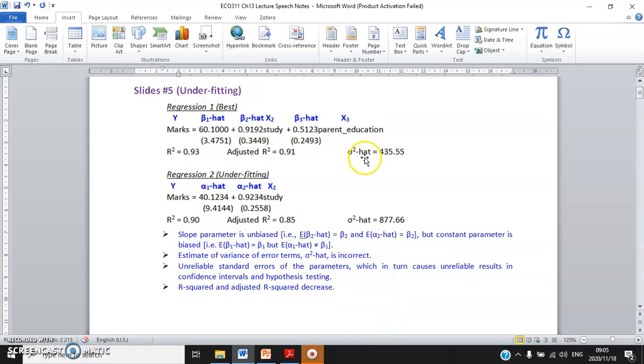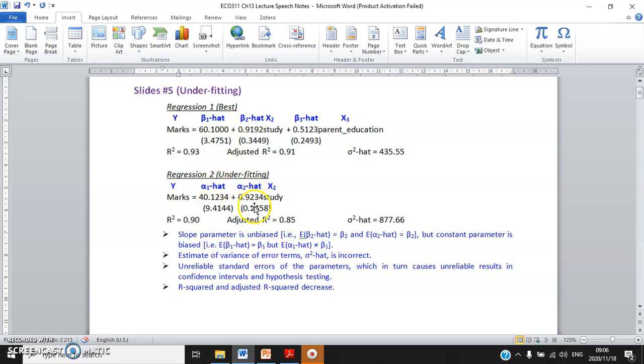But since this is underfitting, the variance of the error term is no longer correct as a result of underfitting. Do you see the huge change here? From 400 something to 800 something. The standard error of the parameter becomes unreliable. Do you see the standard error of the constant? There is an upward bias.